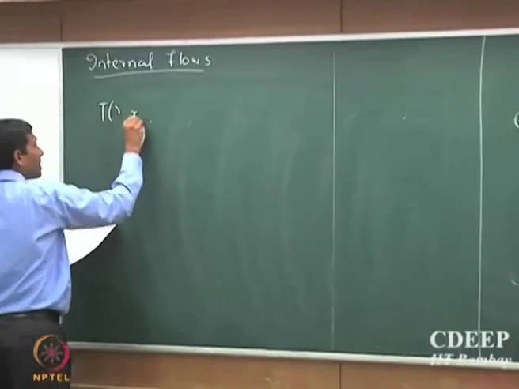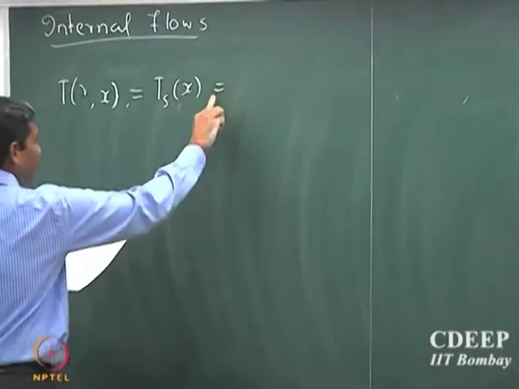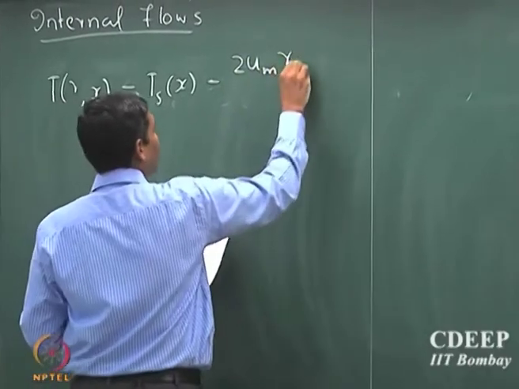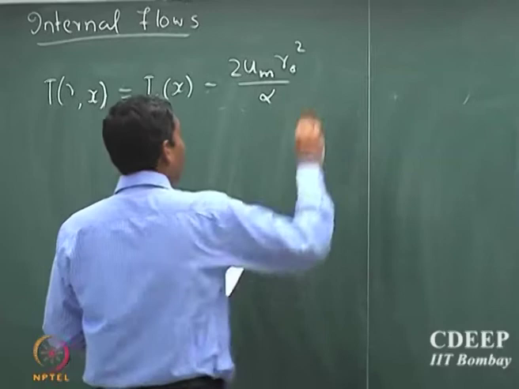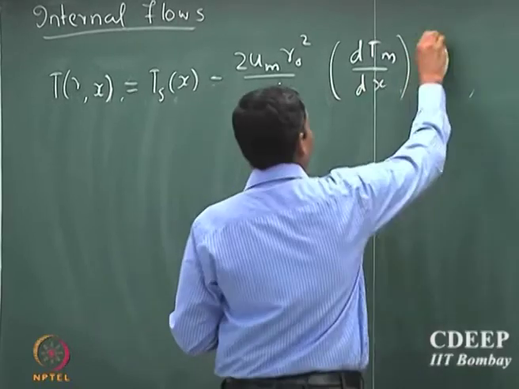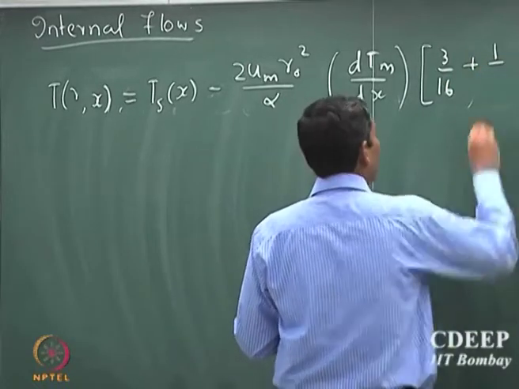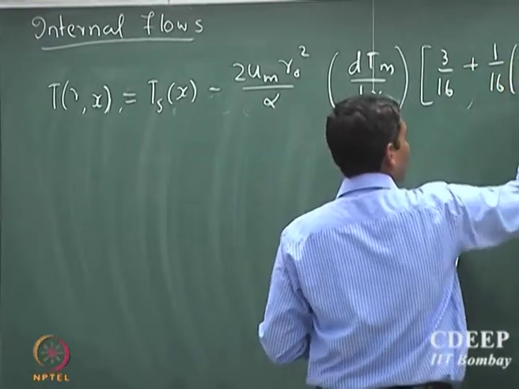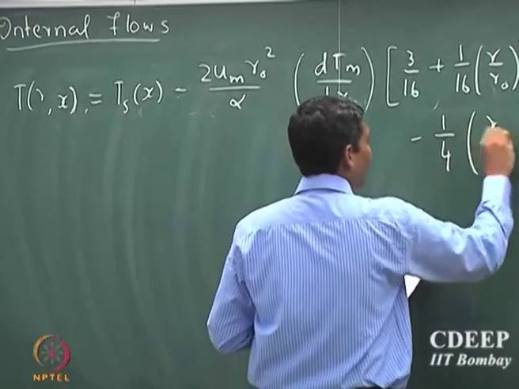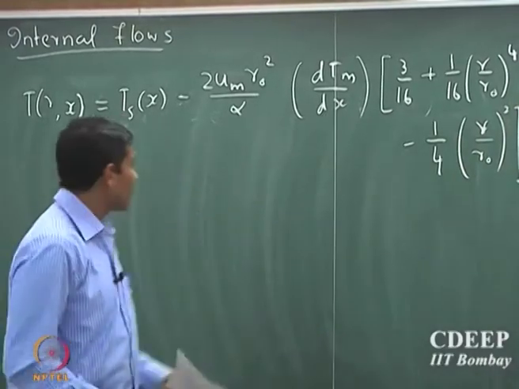T of r comma x, that should be equal to Ts at any x location minus 2 um r naught square by alpha into dTm by dx, multiplied by 3 by 16 plus 1 by 16 (r by r naught) to the power of 4 minus 1 by 4 (r by r naught) to the power of 2. Okay. So that's the expression.